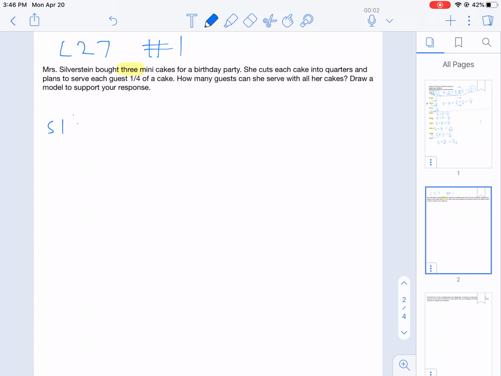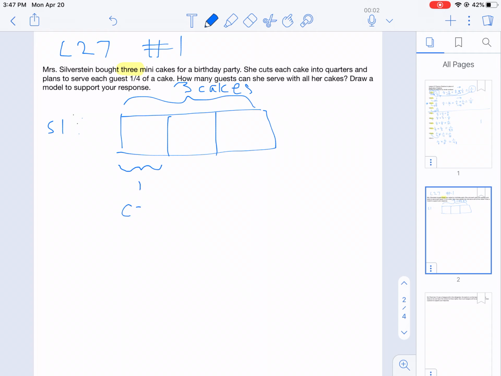Good. So step 1, we can draw our tape diagram. And we know that the whole is 3 cakes. The whole is 3 cakes. Each third represents 1 cake. That is what I can draw just from that first sentence. Let's move on to the second sentence. She cuts each cake into quarters and plans to serve each guest 1/4 of a cake. What can we draw here?